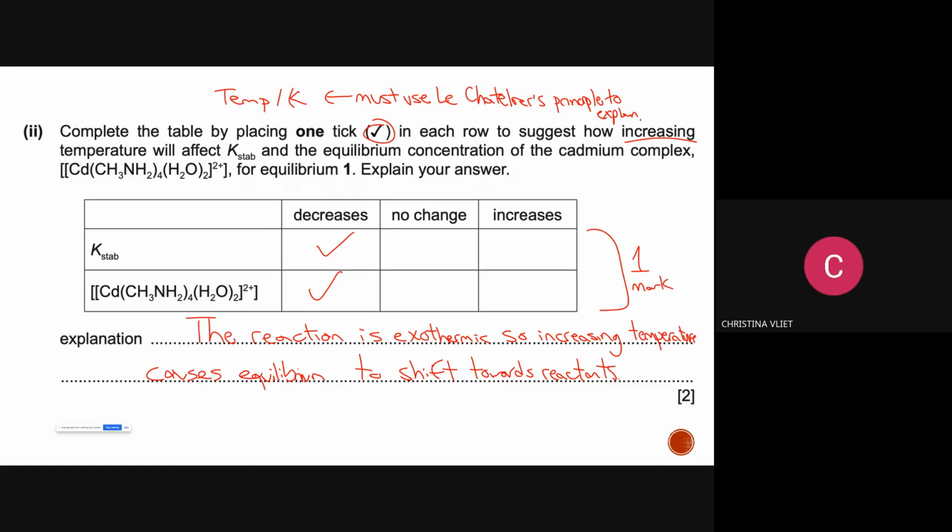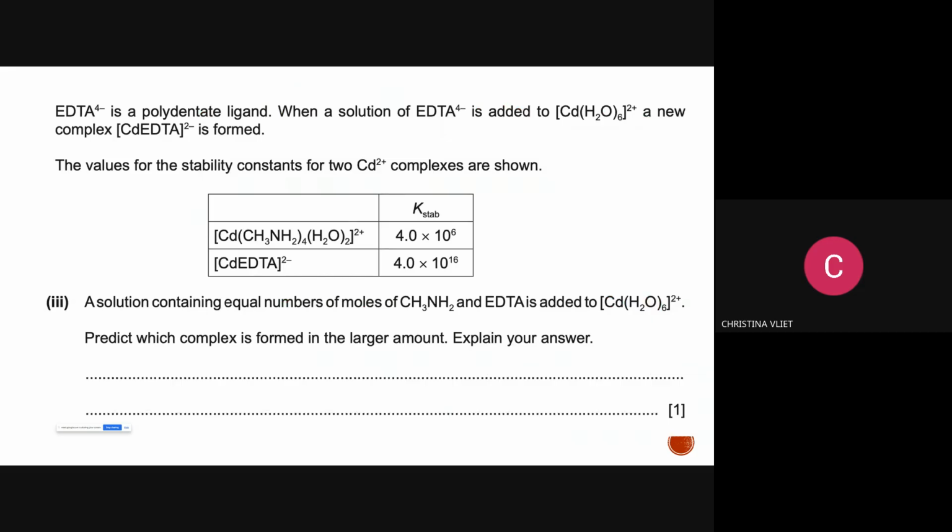Okay, we're gonna go ahead and continue at this time. Last question on this topic. EDTA is a polydentate ligand that you should be aware of. When a solution of this is added to cadmium, you get that complex. They give you the K-stab values of the original and of the new complex. A solution containing equal numbers of CH3NH2 and EDTA is added. Predict which complex would be formed. You've got 2 possible ligands going in, either the CH3NH2 or the EDTA. Which complex will be made and why?